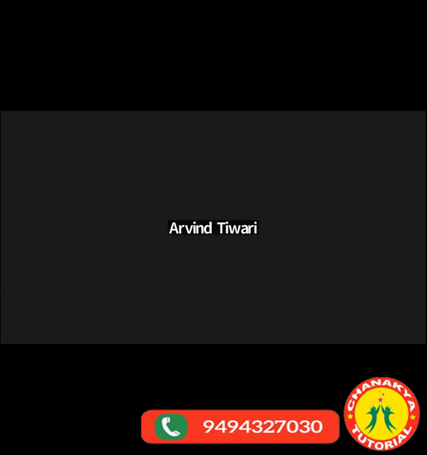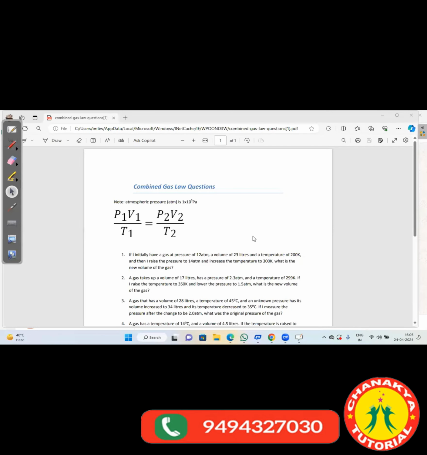Okay. So in the beginning of this, you can see we have been given P1 V1 by T1 is equal to P2 V2 by T2. That is called the equation of state.